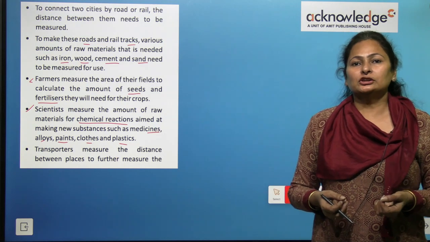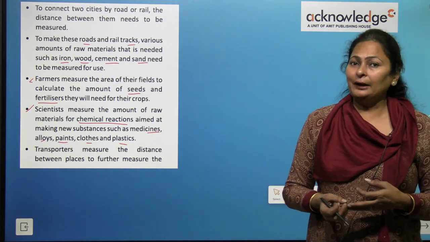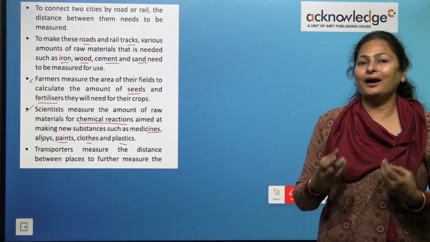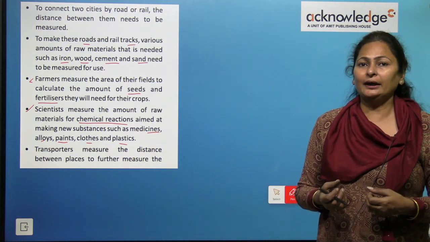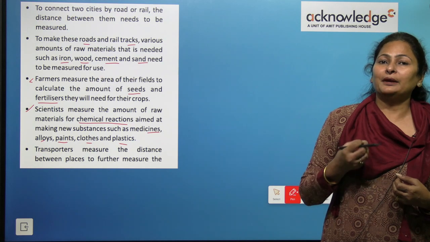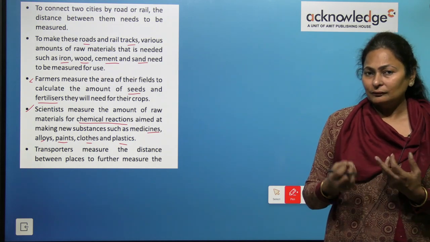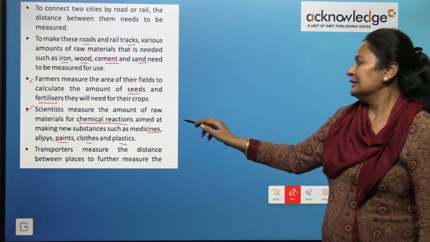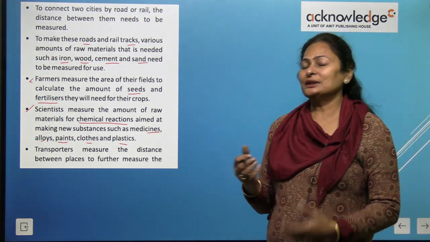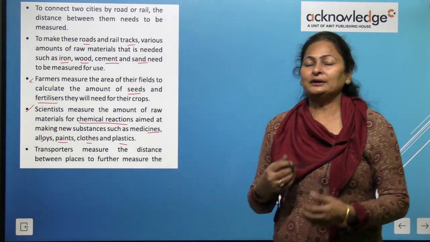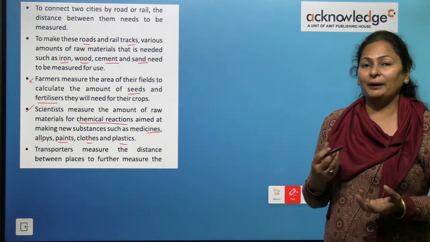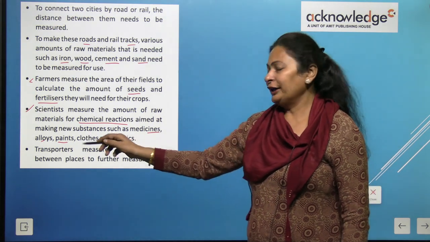Will it be beneficial to you? It might be harmful for you, right? Or it is not working as it should have been, right? So measurement plays a very vital role in our surroundings. So scientists are using the measurement, they are calculating, to make medicines, alloys, right?